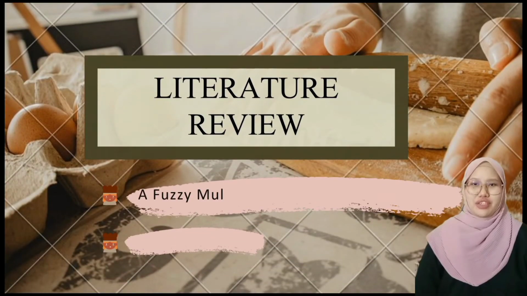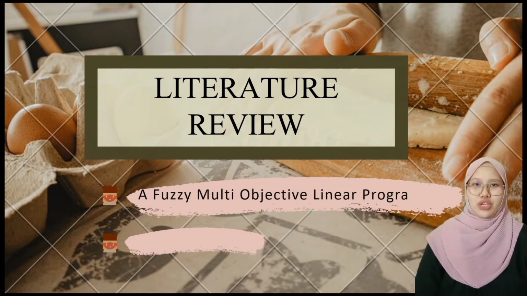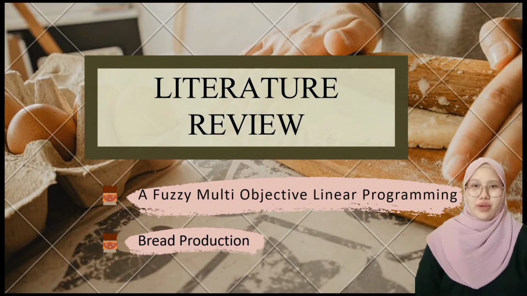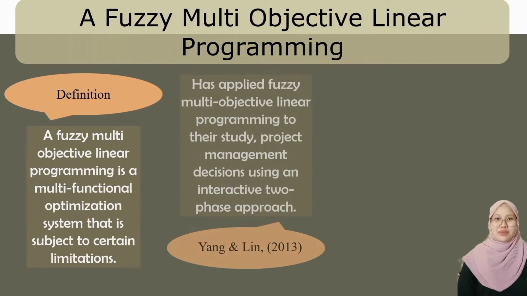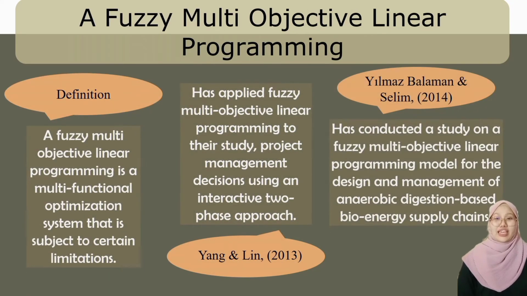In the literature review, there are two parts, which are the method used, namely a fuzzy multi-objective linear programming, and the second part is about bread production. Let us move on to the topic about a fuzzy multi-objective linear programming. In this slide, I have attached the definition and a few research that have been done using this method. This shows the fuzzy multi-objective linear programming is not a new method, but it has been introduced since 2013.